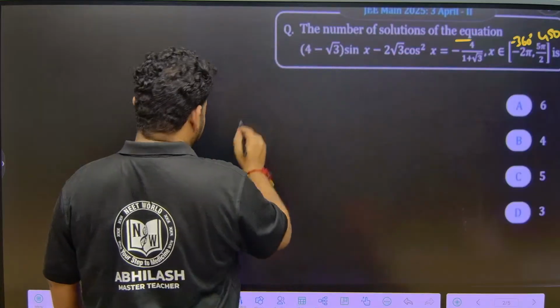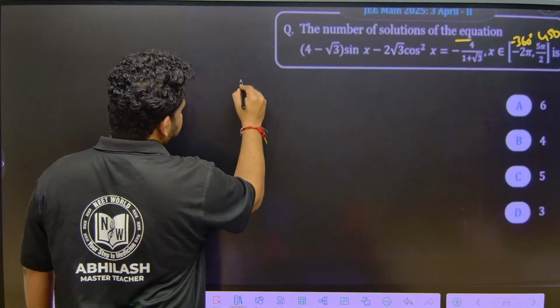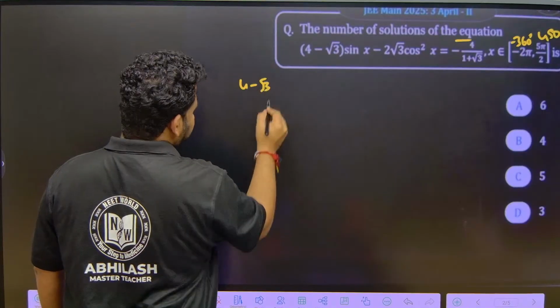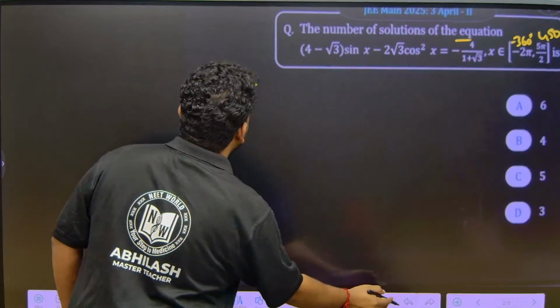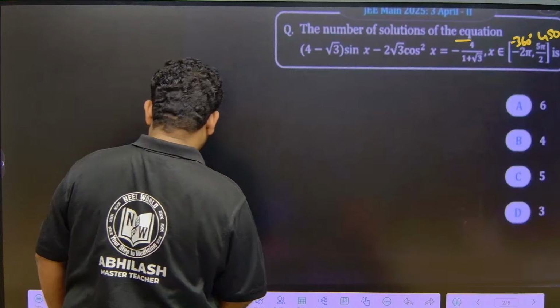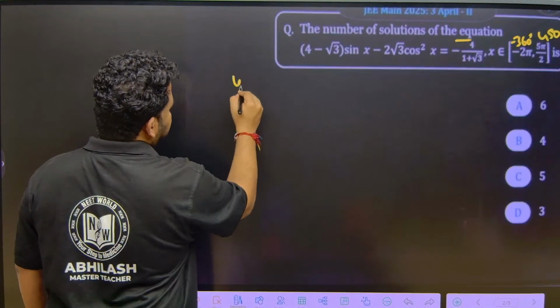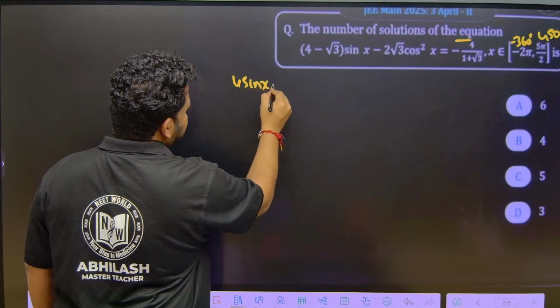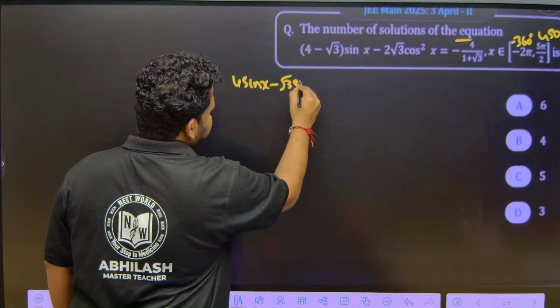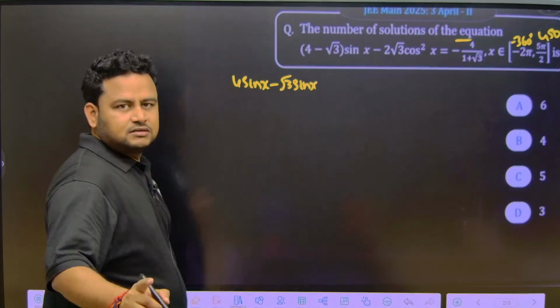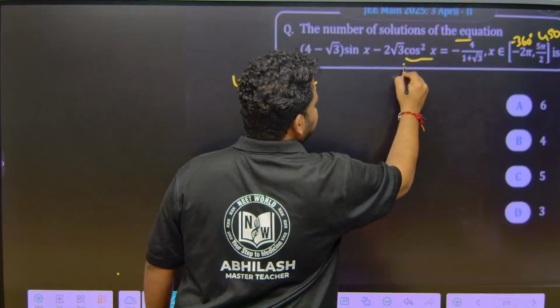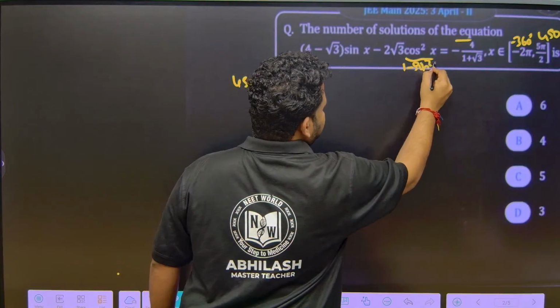So first let me write down whatever is given. What have they given us? 4 minus root 3 sin x. Let me separate and write it. So this will become 4 sin x minus root 3 sin x. Okay, this is cos square x. I can write this as 1 minus sin square x.